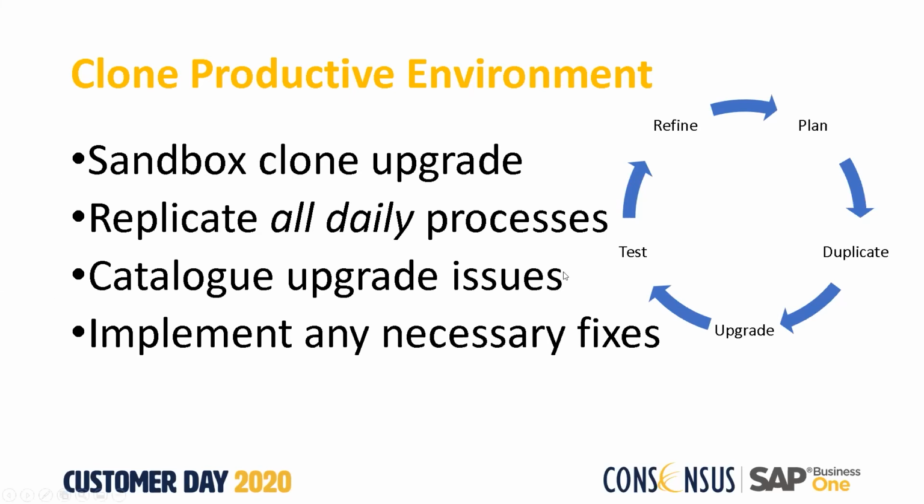We would catalog any upgrade issues. Those could be technical or functional. And then we'd come up with a plan to implement those fixes. What that allows us to do is that once we have everything written down and we have fixes in place, we might have had to reach out to other vendors or to SAP for those specific issues. We can then schedule the productive migration. And on the day that we do the productive migration, we can implement those fixes immediately instead of finding out 3-5 days after that there's a problem and then scrambling to try to fix it.